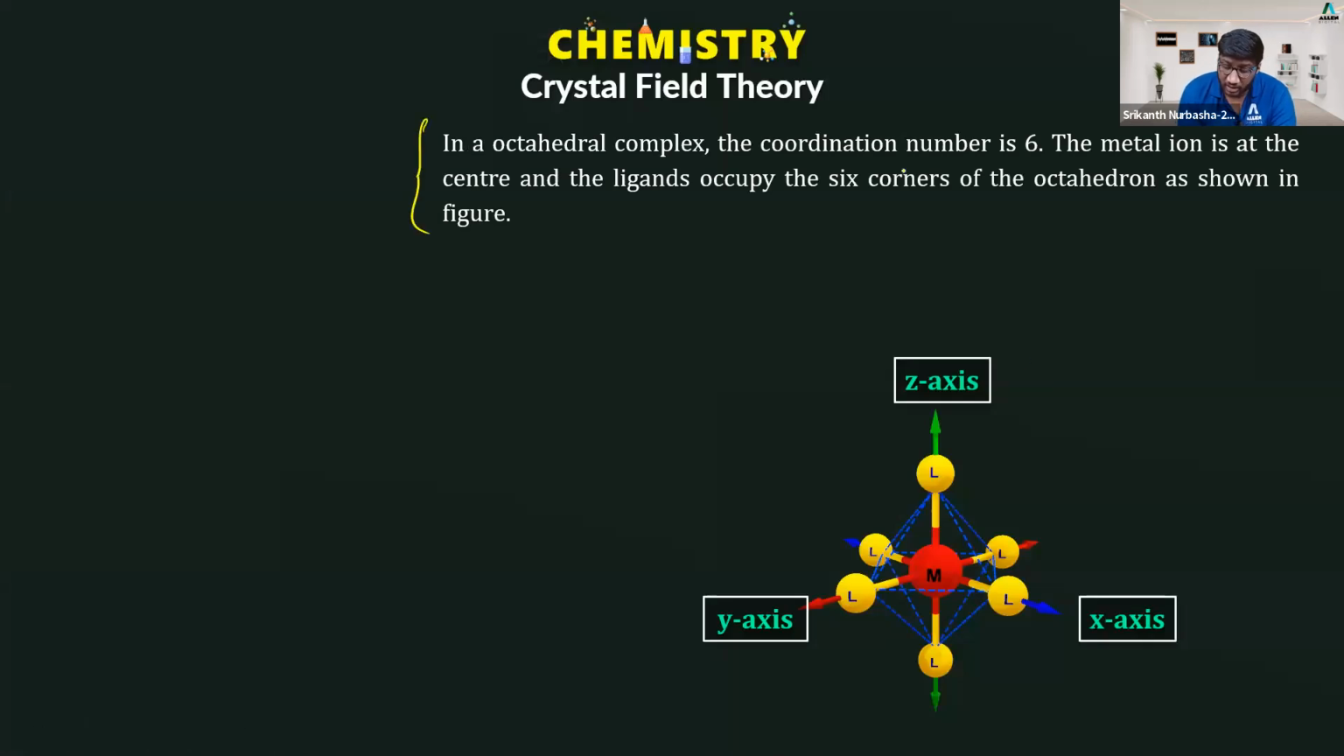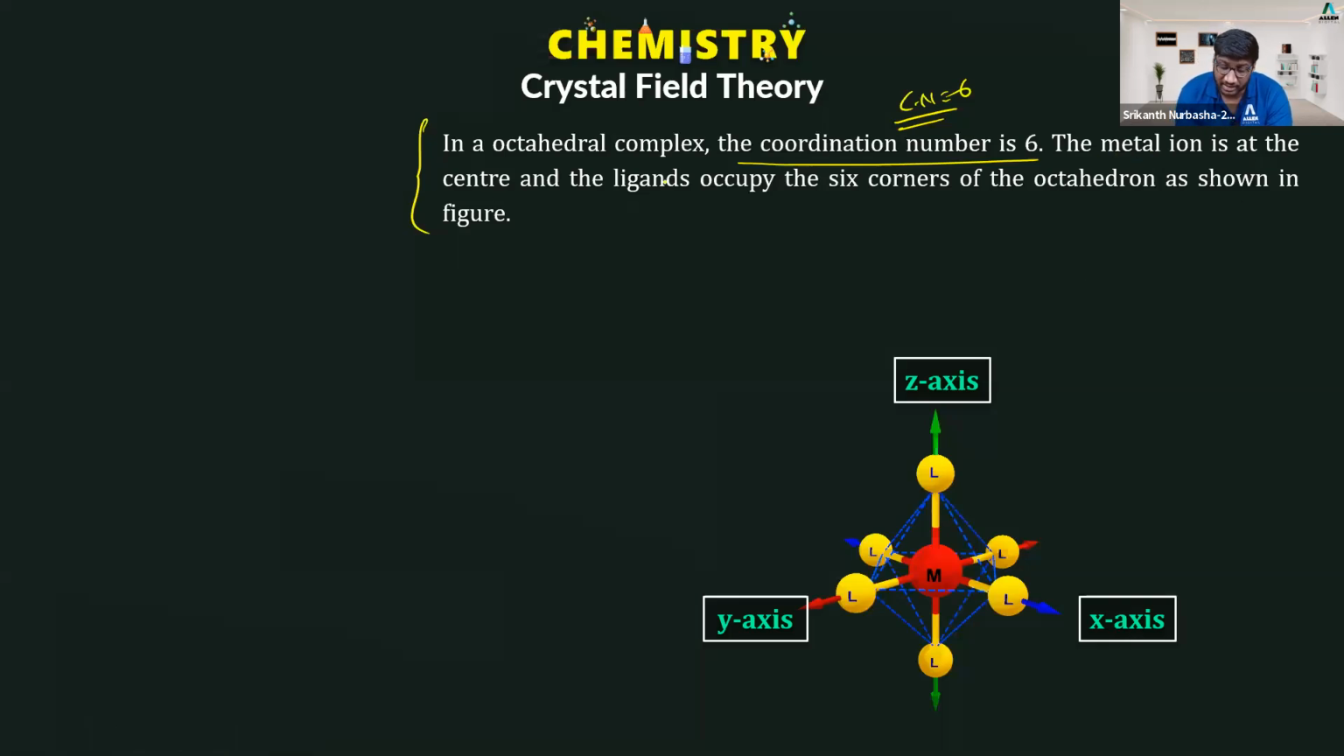So in an octahedral complex, the coordination number is 6, obviously. The coordination number will be 6 because 6 ligands are there, or 6 coordinate bonds are formed. If we have more than one type of ligand, like a bidentate ligand or tridentate ligand, then you don't have 6 ligands. Instead, you will be having 6 coordinate bonds.